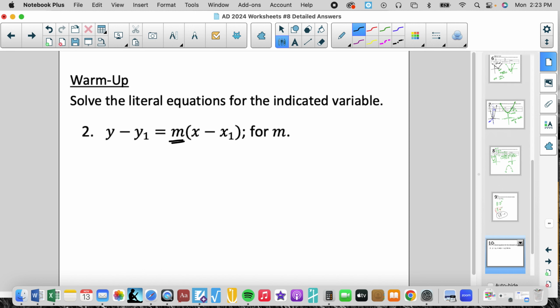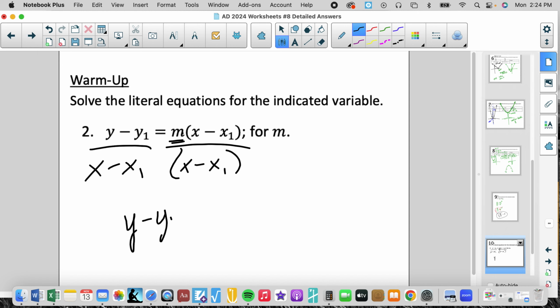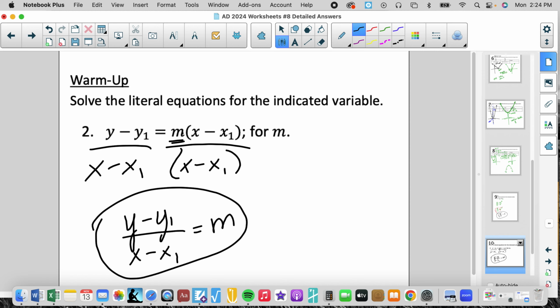Solve for m. That's easy. It's being multiplied by that, so we will multiply by the reciprocal of x minus x sub 1. So y minus y sub 1 over x minus x sub 1. And hey, what is that? That looks like the slope formula when given 2 points. Yep, and this is point slope form.